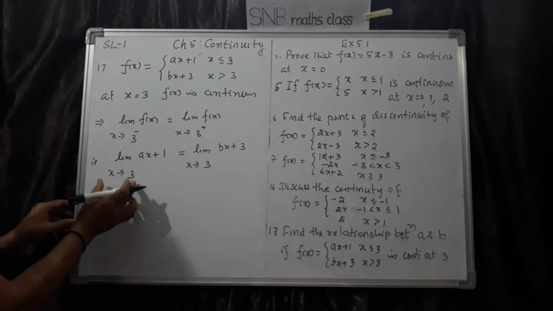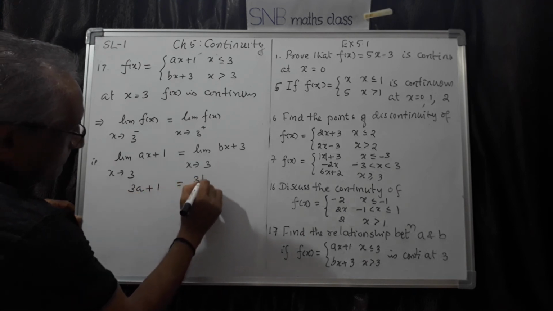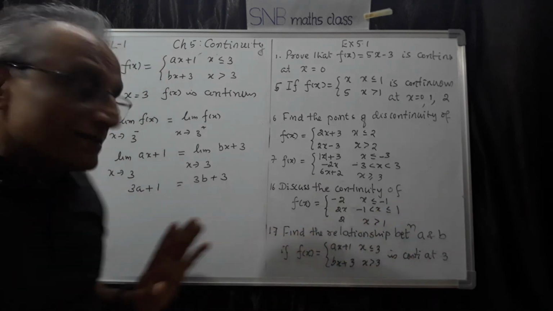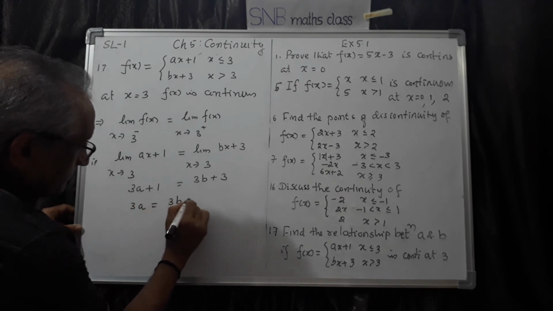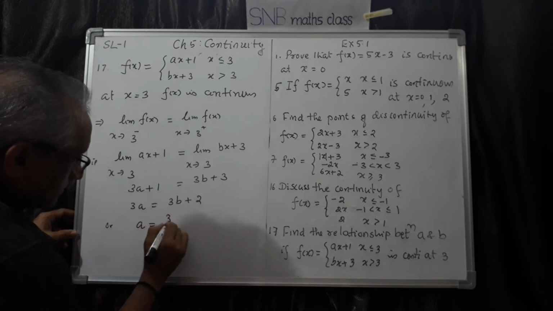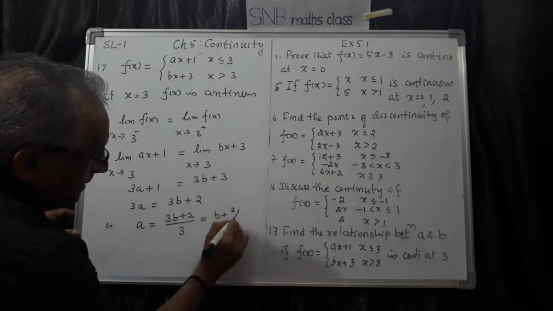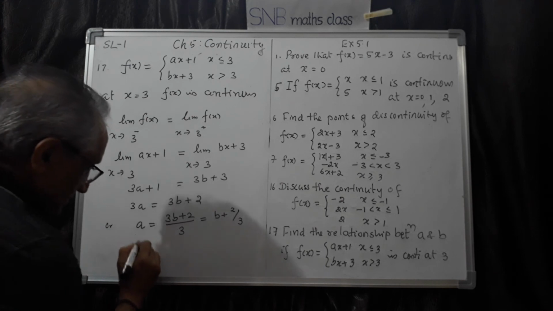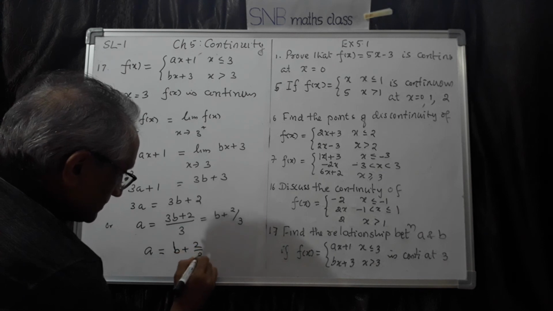So directly we can substitute: 3a plus 1 must be equal to 3b plus 3. So this is the relation. Now the question is to find the relationship between them, so you can also write, for example, 3a equals 3b plus 2, because we want the relationship, or a must be equal to 3b plus 2 by 3, that is b plus 2 by 3. Or you can also say b equals a minus 2 by 3. Both are one and the same. So the relation is a must be equal to b plus 2 by 3.